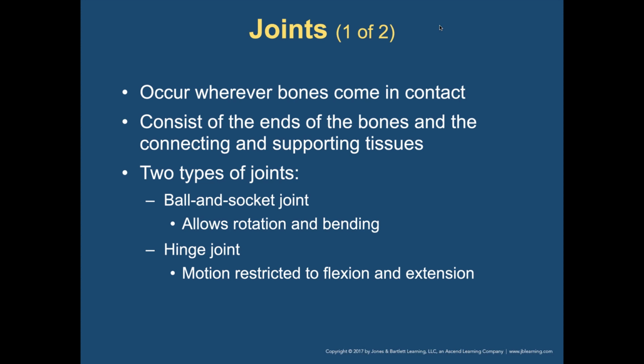Your ball and socket joint, that's going to be where your legs connect to your pelvis at the hips. It's how your arms connect to your shoulders, and they allow for full range of motion. It allows you to basically do arm circles. You can swing your leg around, that sort of thing.